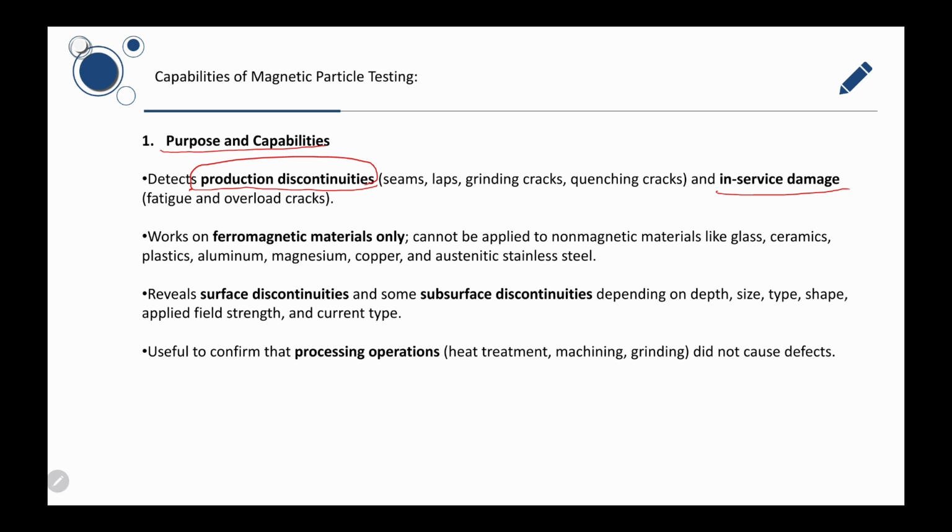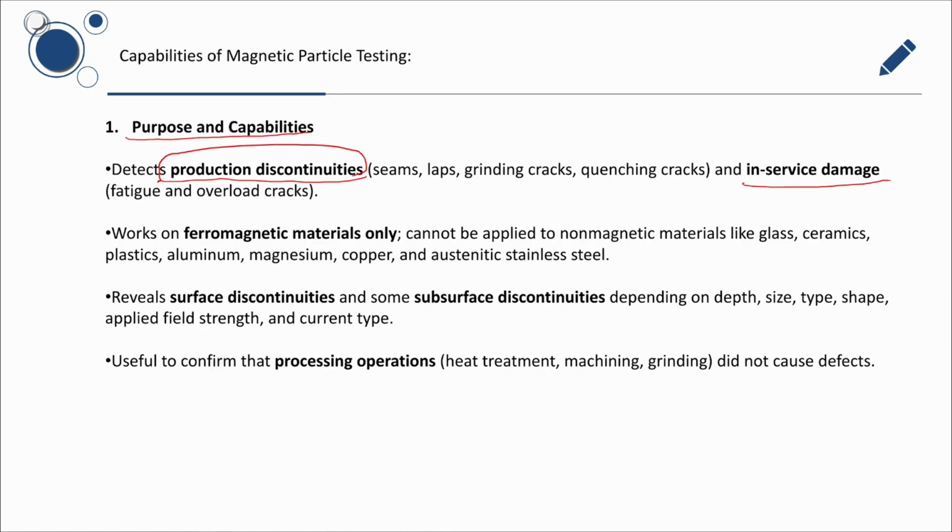First, during production, MPT is used to detect discontinuities that occur while making the part. Examples: seams, laps, grinding cracks and quenching cracks. Seams are longitudinal surface defects formed during rolling and forging. Laps are folds or rolled-over metal on the surface. Grinding cracks are small cracks caused by excessive grinding heat. Quenching cracks are thermal cracks from rapid cooling in heat treatment.